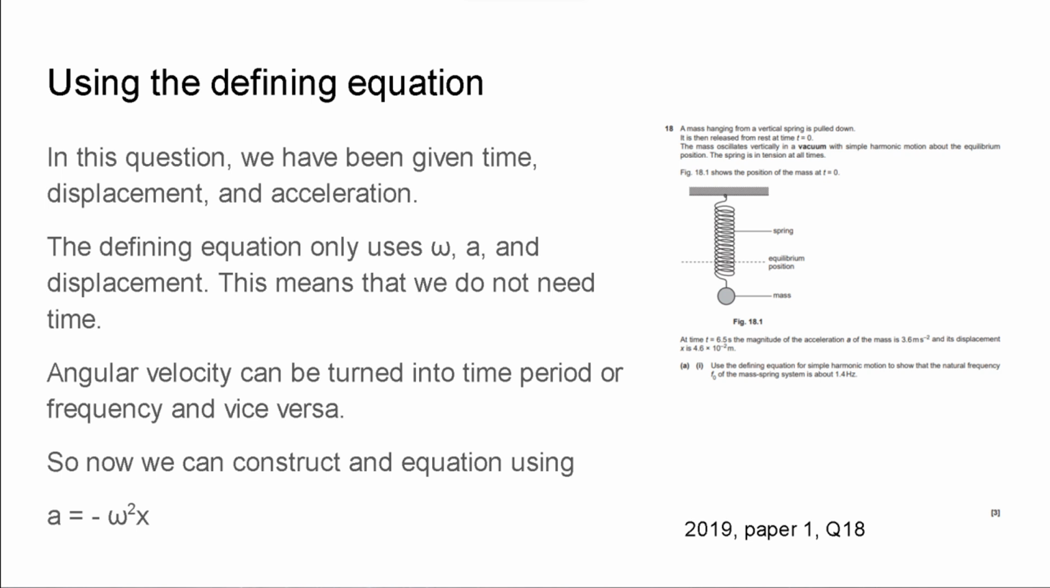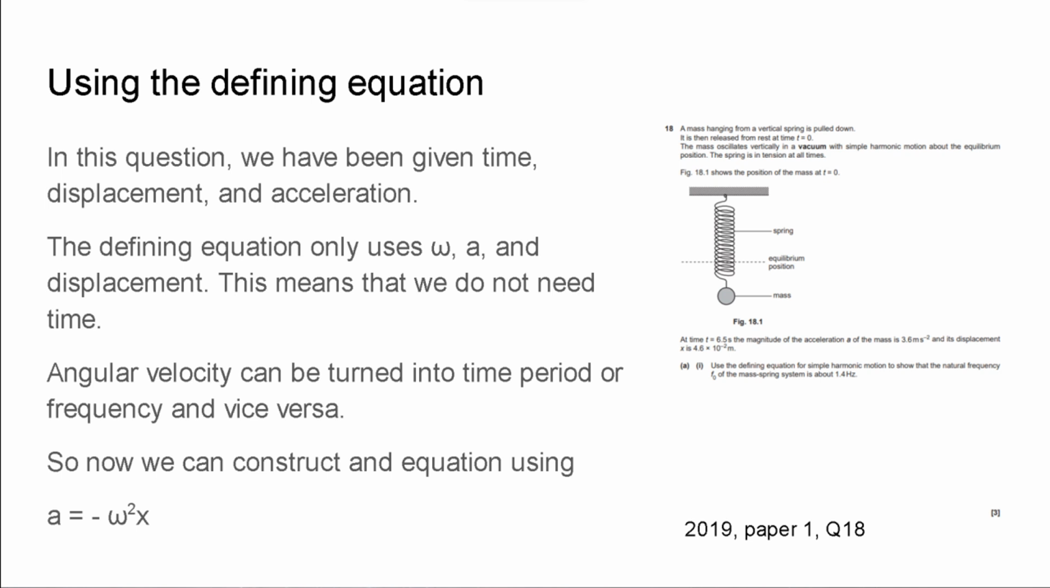Use the defining equation for simple harmonic motion to show that the natural frequency f0 of the mass-spring system is about 1.4 Hz. The defining equation only uses omega, acceleration and displacement. This means that we do not need time. Angular velocity, which is omega, can be turned to time period or frequency and vice versa without having to know anything else about the question.